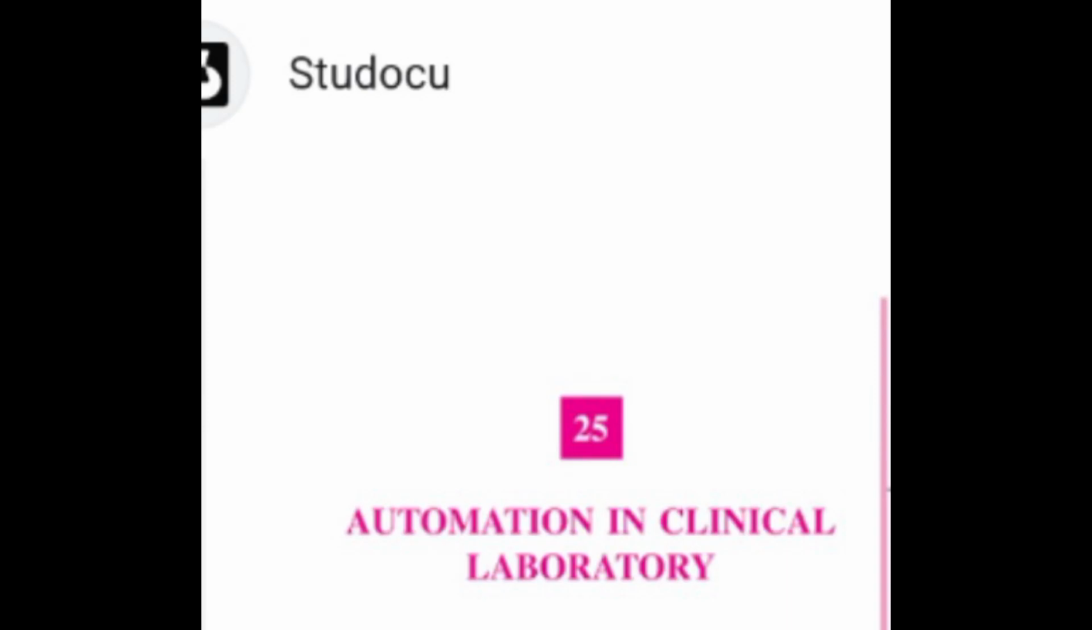Automation in a clinical laboratory. Automation is the mechanization of conventional manual methods. Here, analytical instruments perform many tests with less involvement of the analyst.